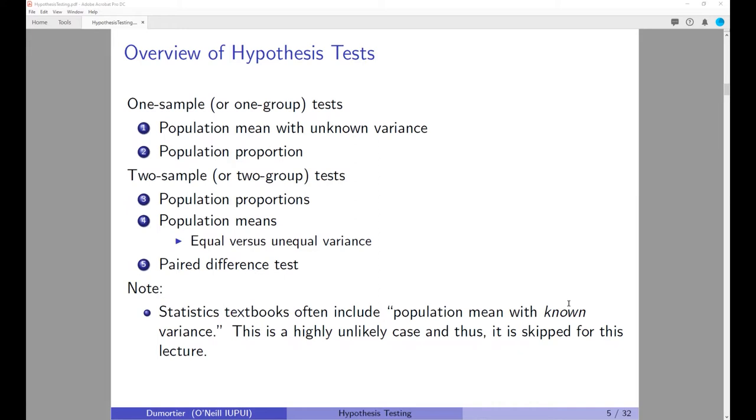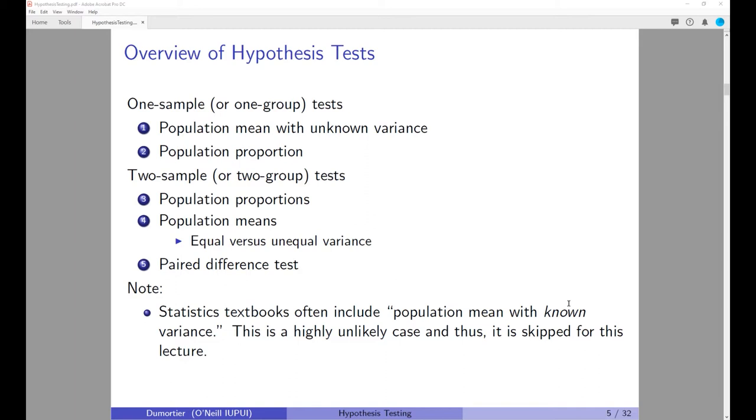In this lecture, we are going to look at various hypothesis tests. The first video focuses on one sample tests or also one group tests. We are going to look at the population mean with unknown variance and population proportions. Concepts learned from the confidence interval lecture will be helpful.